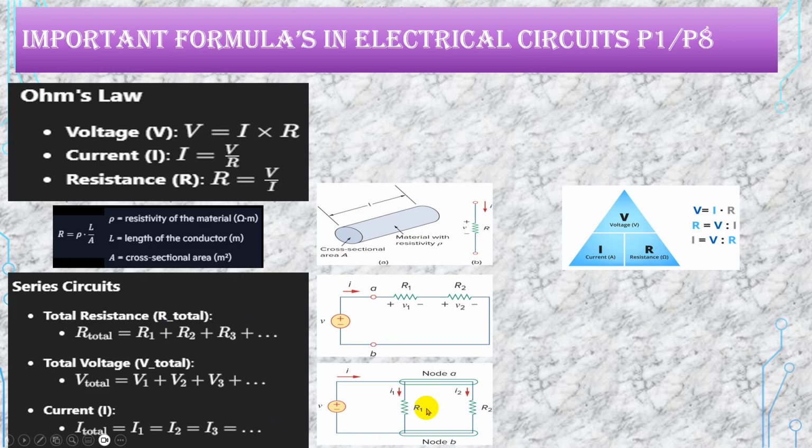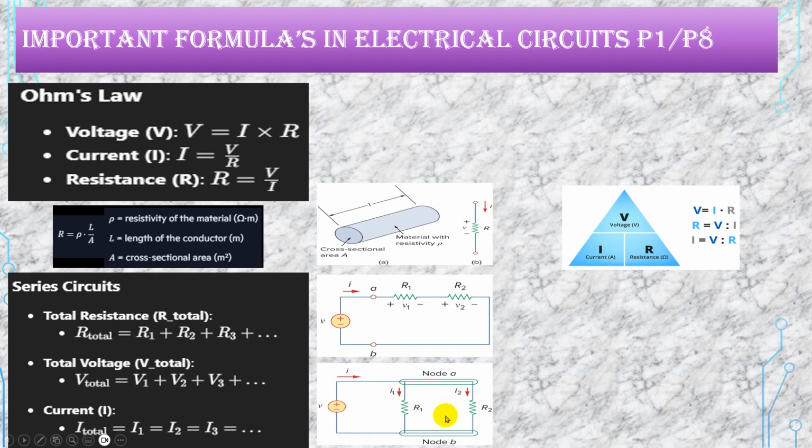It will be 1 by R total is equal to 1 by R1 plus 1 by R2 plus 1 by R3, which is equivalent to 1 by R. That is, 1 divided by R total is equal to 1 by R1 plus 1 by R2 plus 1 by R3. It will go like that. Later we have to find R by inverting that 1 by R total.